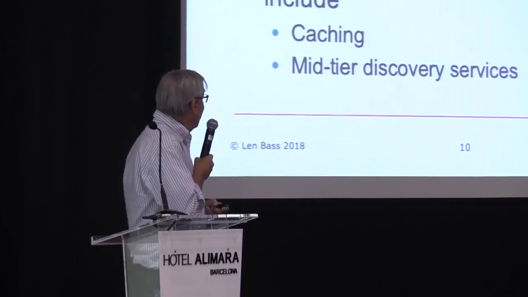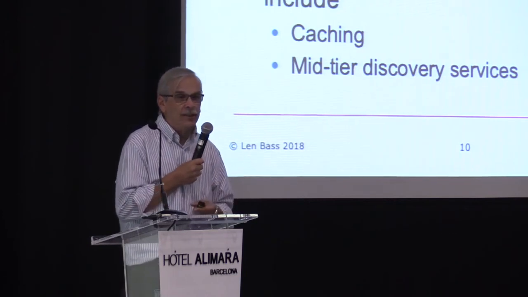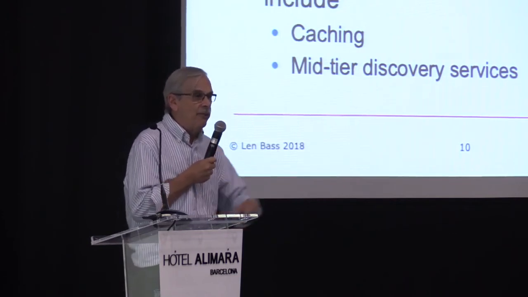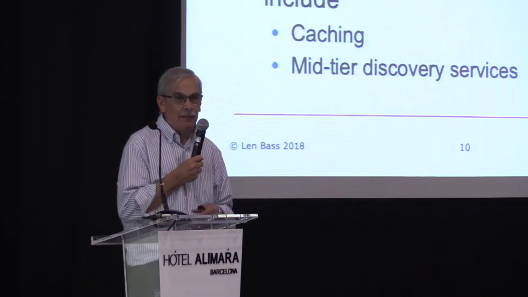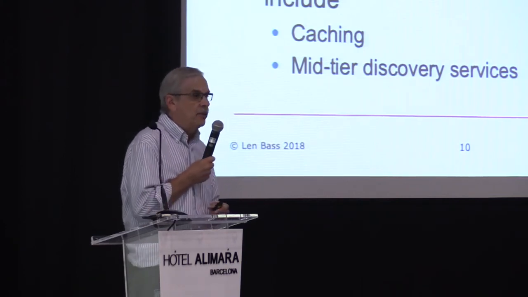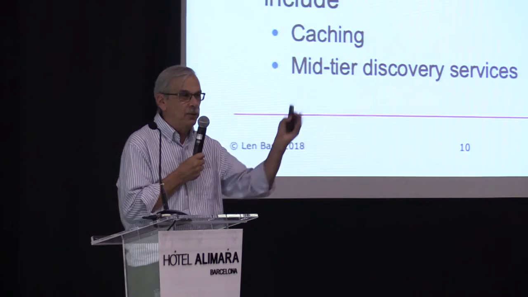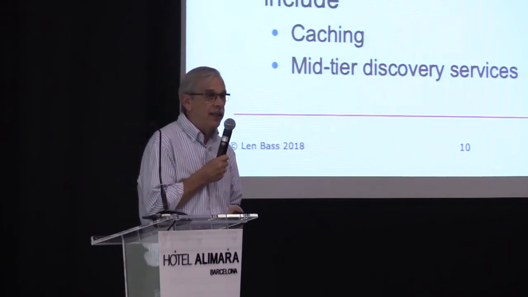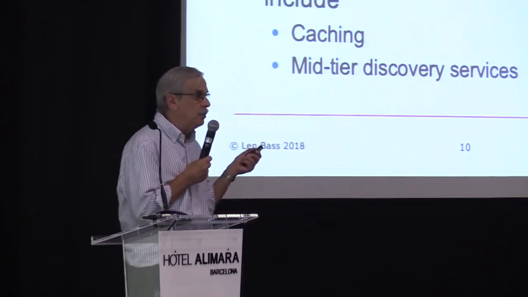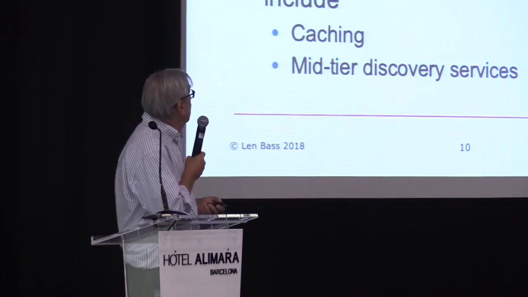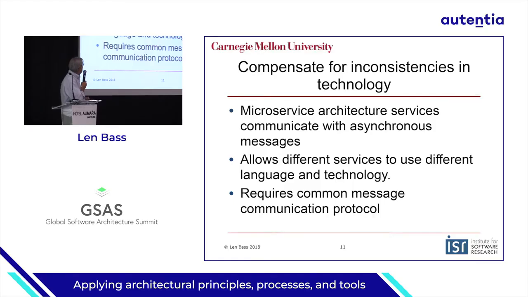Well, how do you do that? Well, one way is you use caching. Okay, let me cache IP addresses so I don't have to go look them up every time. Let me use a mid-tier discovery service so I don't have all those load balancers floating around, you know, things like that. So those are compensation mechanisms for performance.